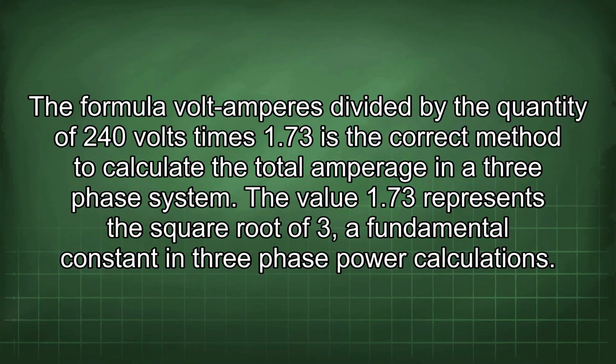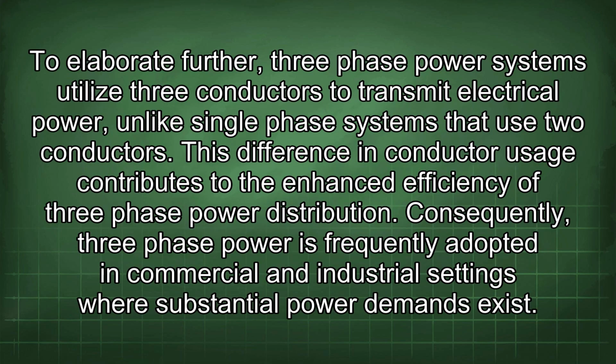The formula volt-amperes divided by the quantity of 240 volts times 1.73 is the correct method to calculate the total amperage in a three-phase system. The value 1.73 represents the square root of 3, a fundamental constant in three-phase power calculations. To elaborate further, three-phase power systems utilize three conductors to transmit electrical power, unlike single-phase systems that use two conductors. This difference in conductor usage contributes to the enhanced efficiency of three-phase power distribution.